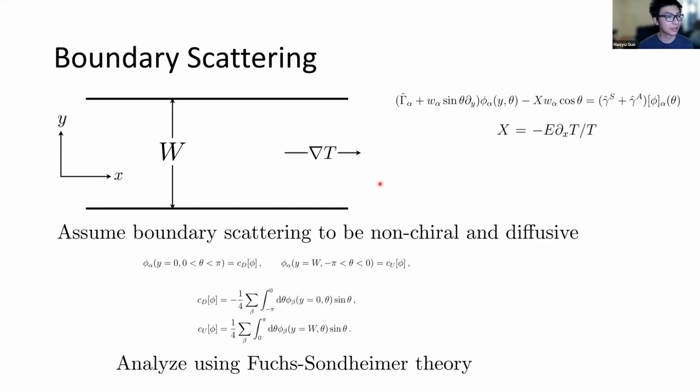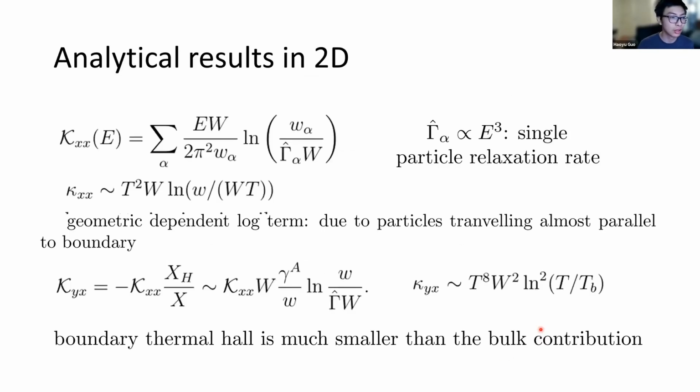Here we are considering a computation of putting the system in some slab geometry, where its length is infinite, but it has some width W, and then we just consider running the current in the x direction. This can be treated by some well-known theory called the Fuchs-Sondheimer theory, which has been well established for electrons.